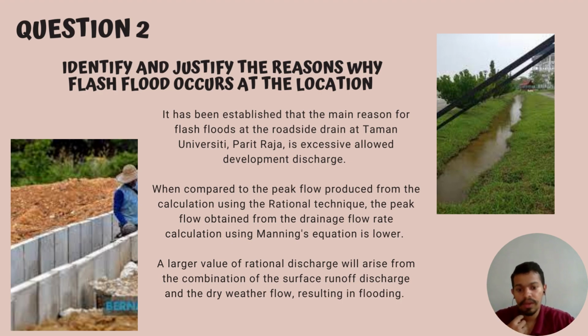The larger volume of rational discharge would arise from the combination of surface runoff discharge and dry weather flow, resulting in flooding, and also underdevelopment of the drainage system, as you can see in the photo, where there's no drainage and they just use the natural slope. Therefore, the excessive water flow with the drainage is not effective. They cause flash flood.